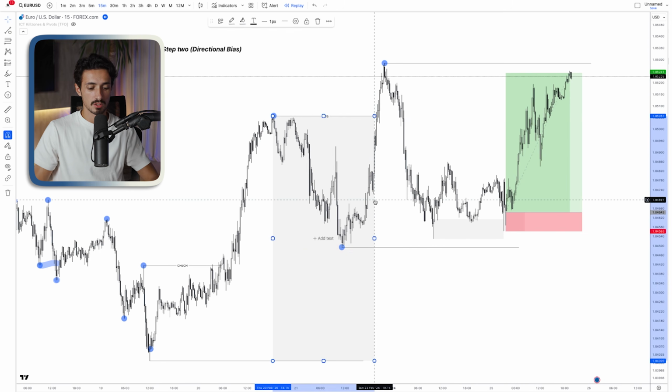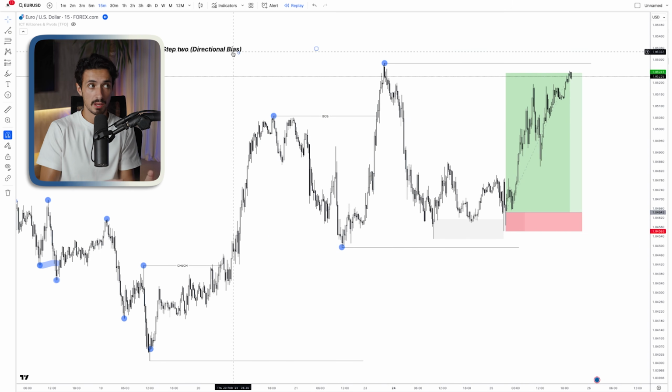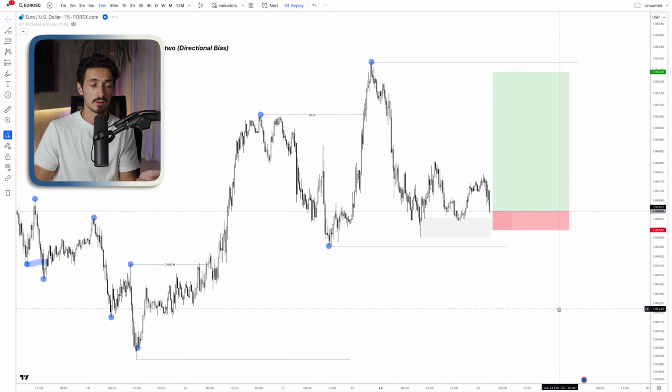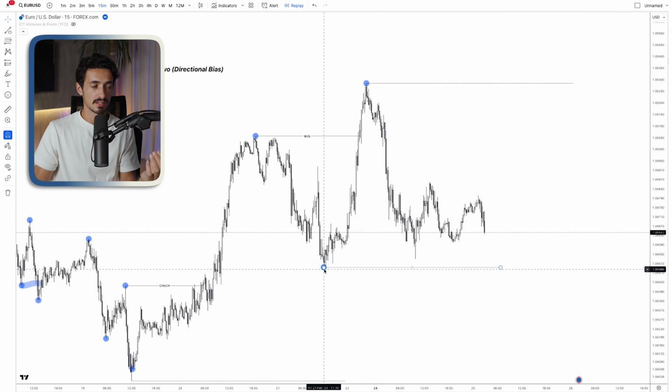Which now brings me to present day. That is how I essentially develop my bias. When I'm coming into the market on this given day, before this trade has even played out, this is what price looks like. So if you're in here, you can see you have a swing low and a swing high. We've had a previous break of structure. Therefore, my bias is bullish.